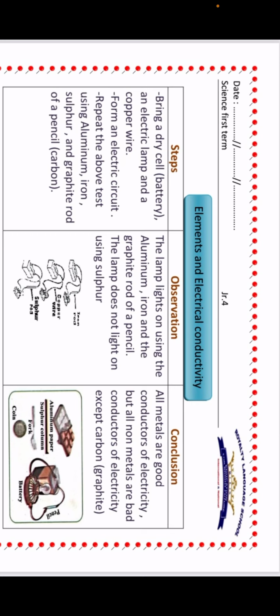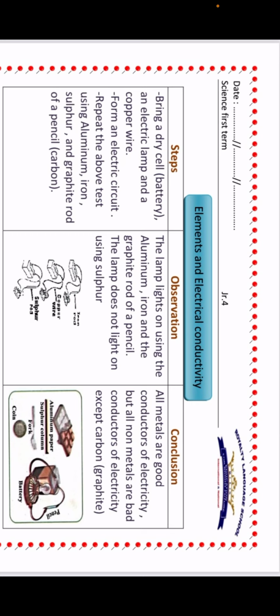Again, the lamp will light when using what? Aluminium, iron and copper, okay? Because all of these are metals and metals are good conductors for electricity. When I use sulfur, the lamp doesn't light up. The lamp doesn't light on when using what? Sulfur, because sulfur is a non-metal and this is a bad conductor for electricity.